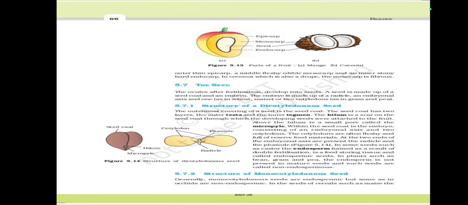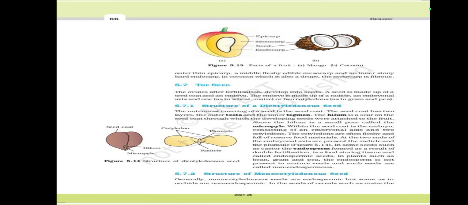Structure of dicotyledonous seeds. The outermost covering of the seed is the seed coat. The seed coat has two layers: the outer testa and the inner tegmen. The hilum is a scar on the seed coat through which the developing seeds were attached to the fruit. Above the hilum is a small pore called the micropyle.